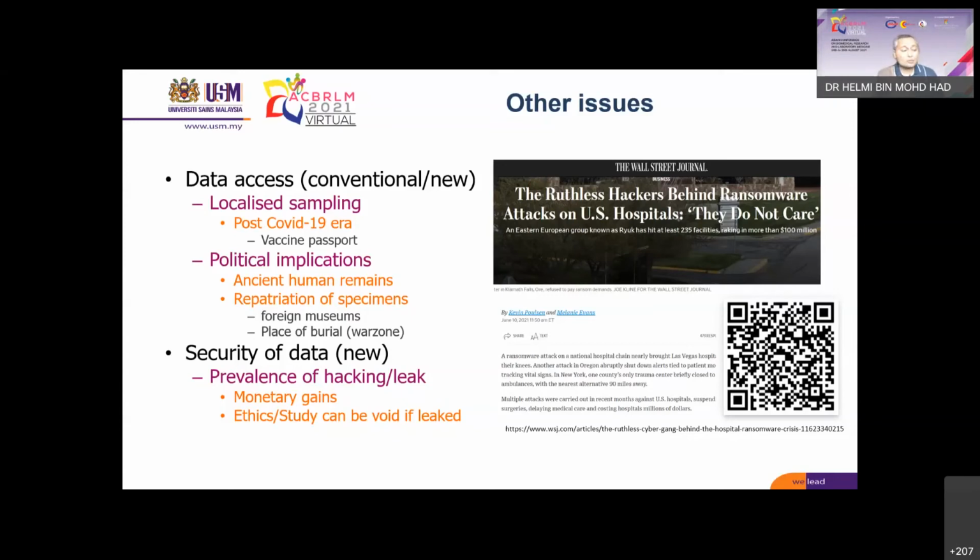Pretty soon, I suspect there will be a vaccine passport or vaccine green zone, where if you do not have your 2 shots, 2 immunizations, inoculations, then you cannot visit government or private properties.